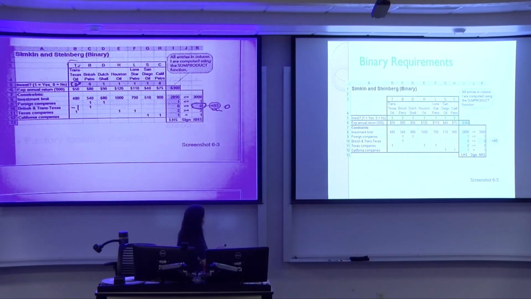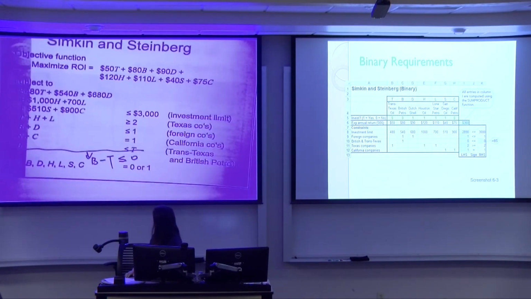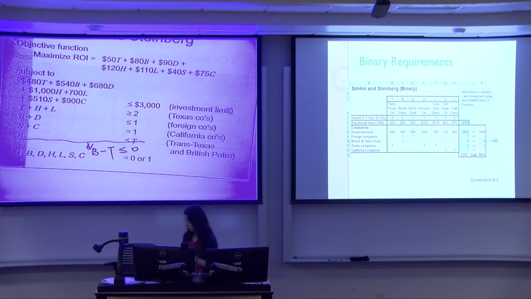And the others are for the Texas companies. You have 3 in the model here. T plus H plus L, and this has to be greater than or equal to 2, right? That's what we have. And this is for the California companies, which have to be exactly equal to 1, okay?